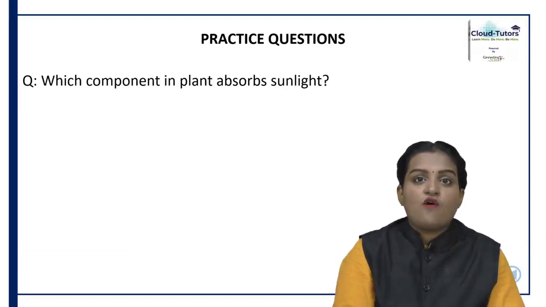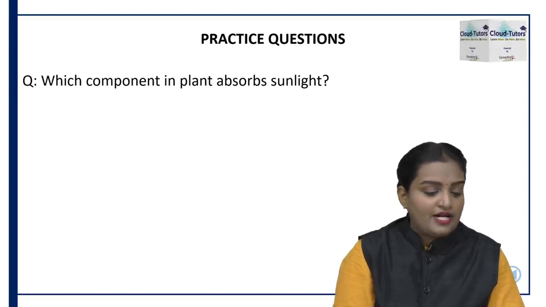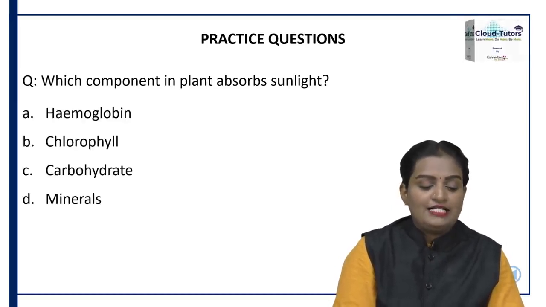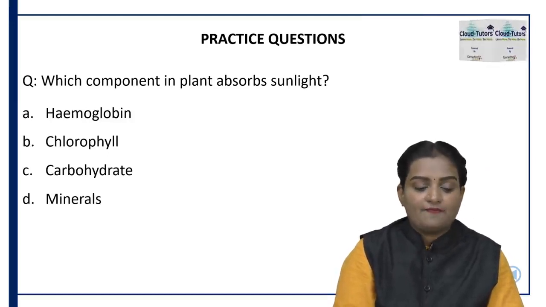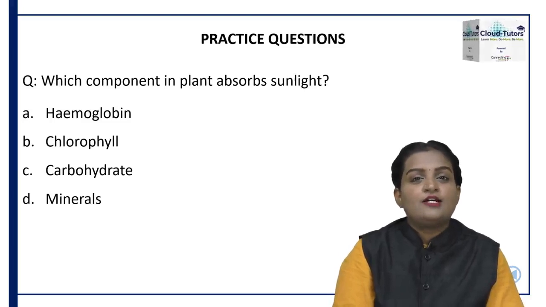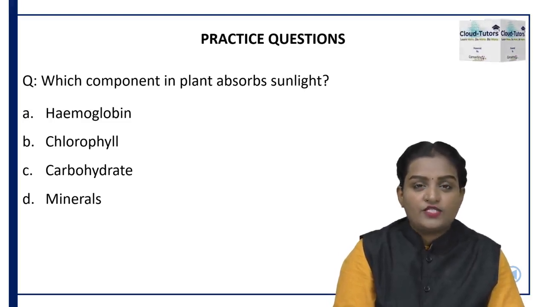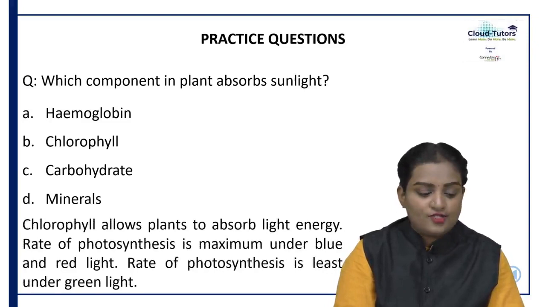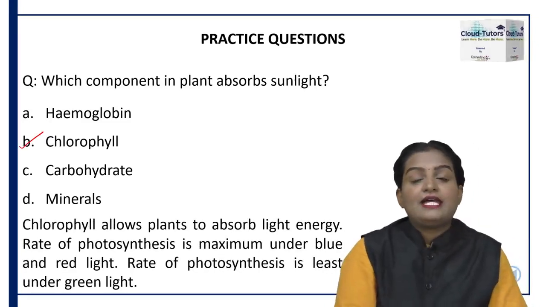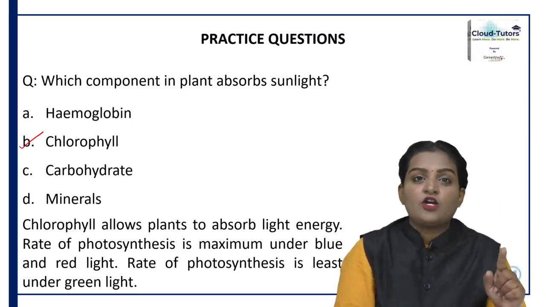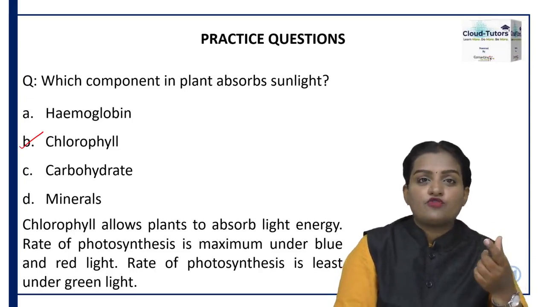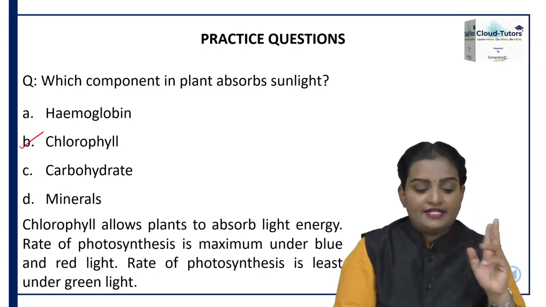Next question. Which component in a plant absorbs sunlight? Hemoglobin, chlorophyll, carbohydrate, minerals. In plants we know that green leaves contain chloroplast, and chloroplast contains a pigment which traps the sunlight, which is known as chlorophyll. So the answer is chlorophyll. And in chlorophyll we know that out of VIBGYOR it absorbs all the other wavelengths except green, and maximum photosynthesis occurs under blue and red light.